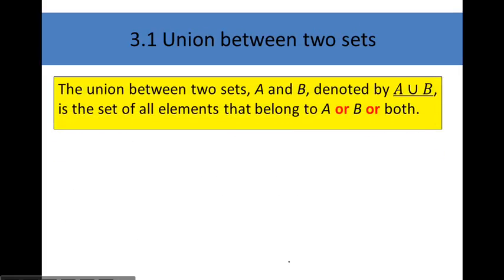The union between two sets A and B, which is denoted by A union B, is the set of all elements that belong to A or B or both. The keyword for union is the word highlighted in bold and in red font. That is the word or.